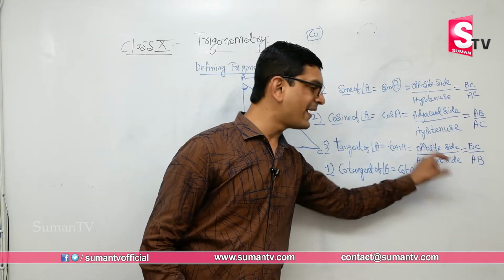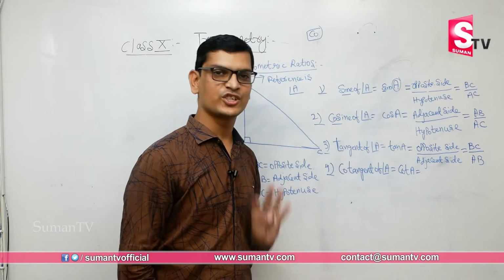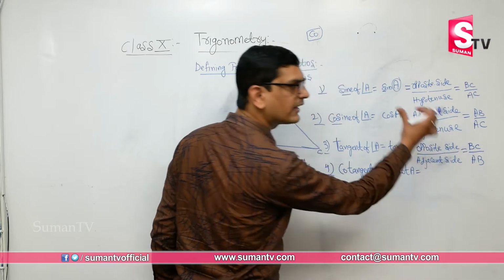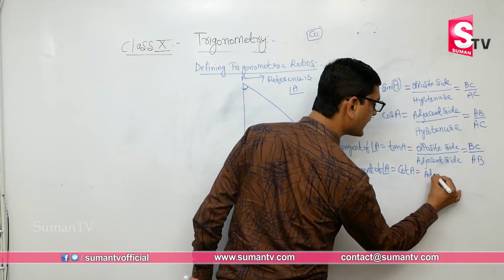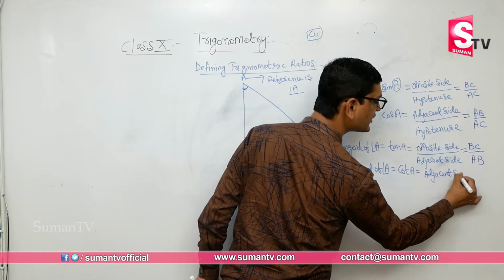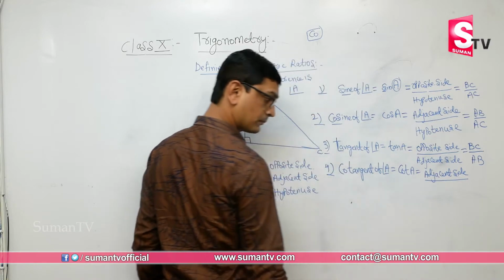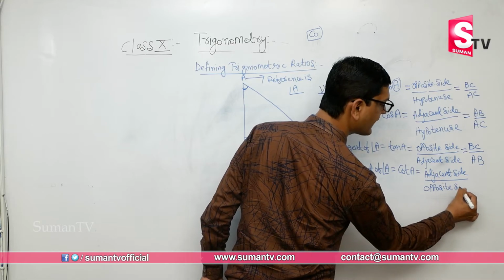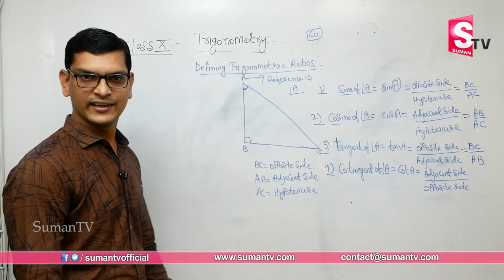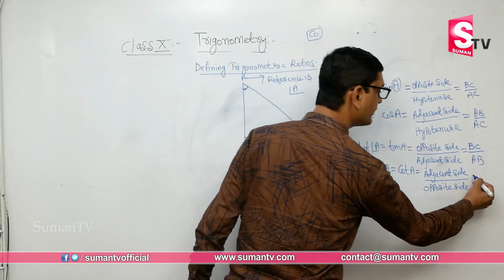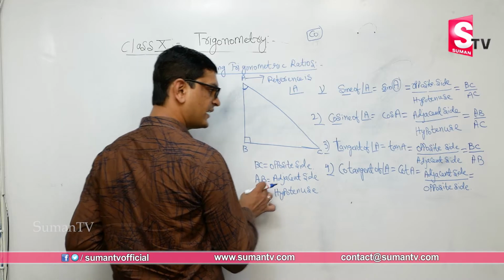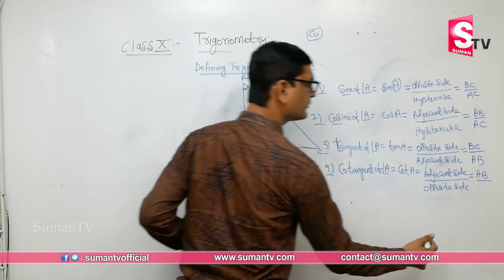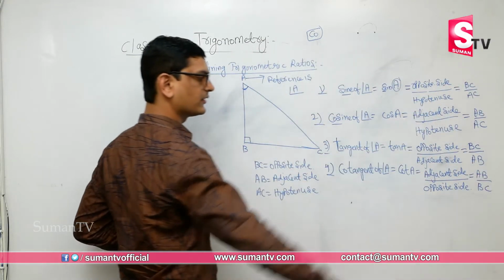Tan A was opposite side by adjacent. I told you it is the reverse of tangent. So can you tell me what it would be? Yes, exactly, you are correct. It would be adjacent side by opposite side. So if I write with respect to sides, what is the adjacent side? AB. Adjacent side AB by opposite side BC.